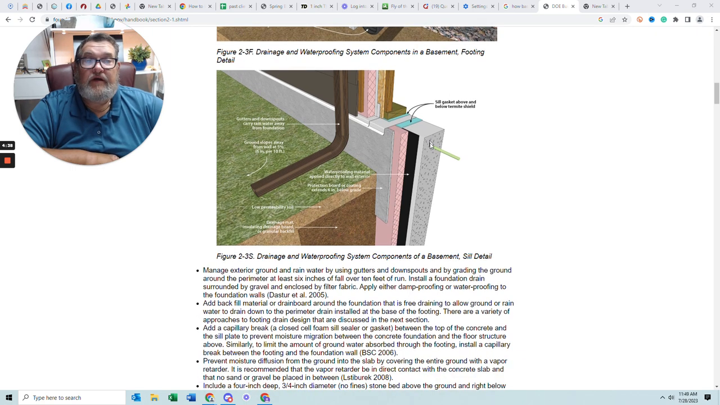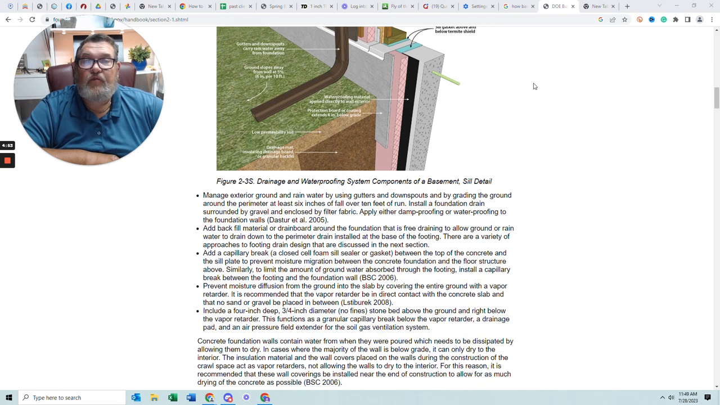So you can see this is the wall going down here, this is your garden, your backyard, and so the water comes up, gets met by the barrier, and will travel down alongside the wall, so we want that to be moved away.